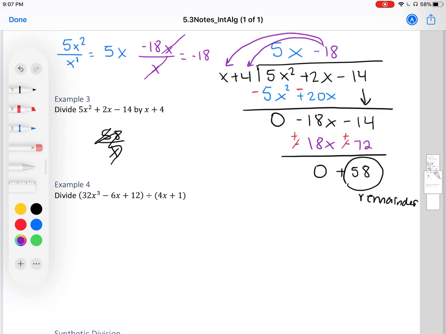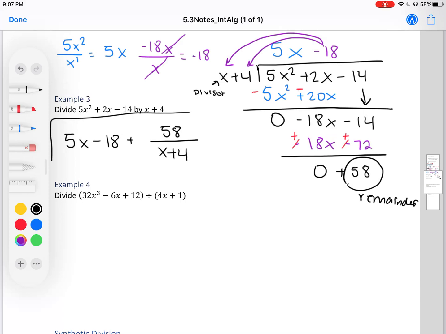So how do we write our answer? Well, our answer is 5x minus 18. And how do we deal with the remainder? We write a plus, and we're going to write our remainder on top, and our divisor on the bottom, x plus 4. And that is our answer. Next example.